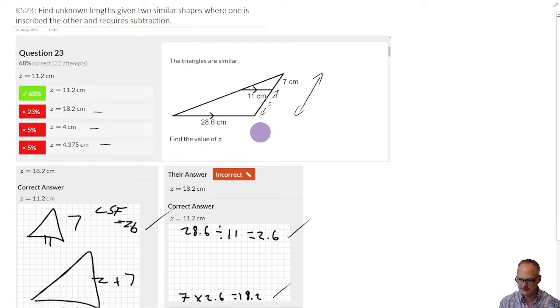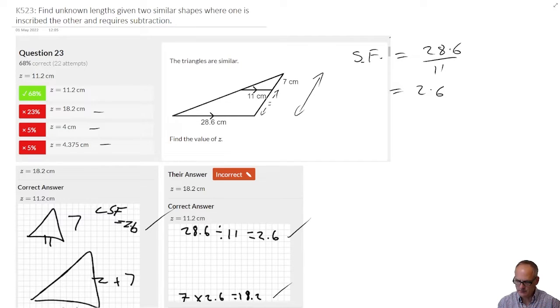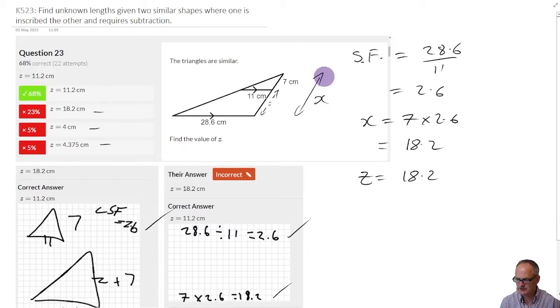So going through this, okay, we can find the scale factor of enlargement from this small triangle to this big triangle as 28.6 divided by 11, and that gives me 2.6. Now, we want to find this whole length here, so let's just call this whole length x. So x will equal 7 times 2.6, which comes out to be 18.2. So therefore z must equal 18.2, this whole length here, minus 7, which comes out to be 11.2.